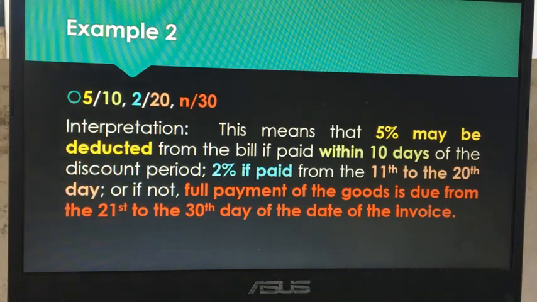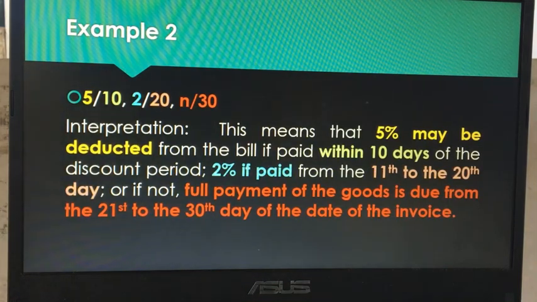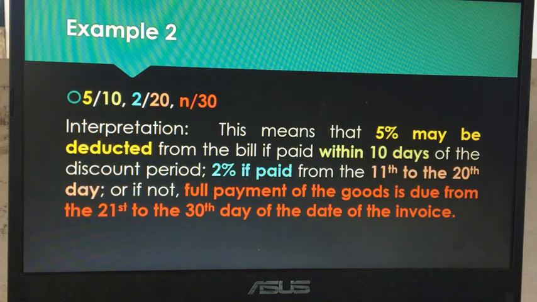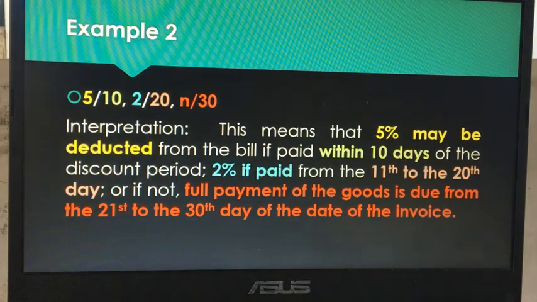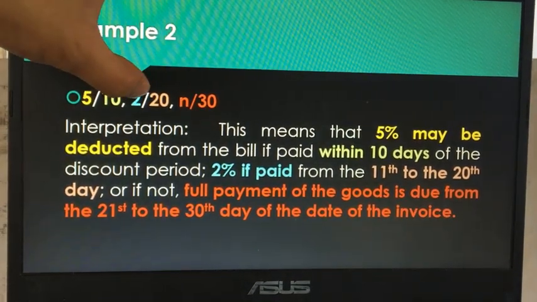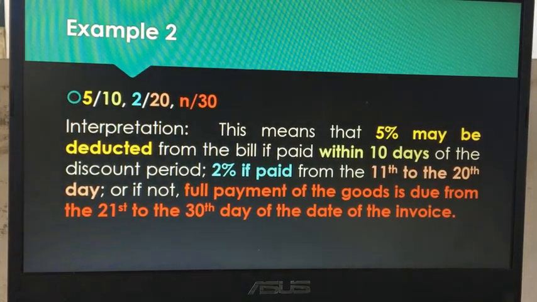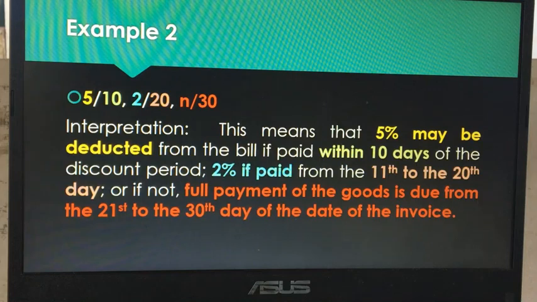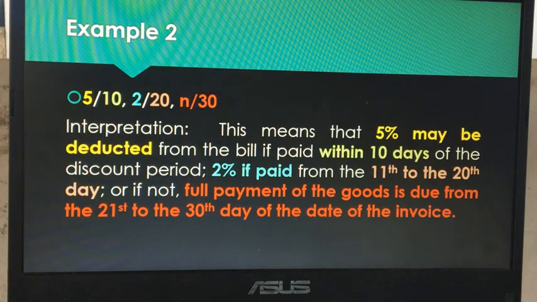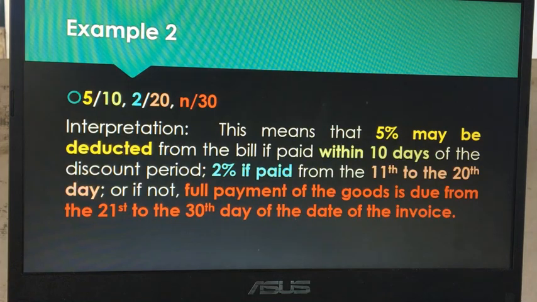If you fail to pay the bill in the first 10 days from the invoice date, you are going to proceed to the second payment term, which is 2 over 20. The 2 there is the cash discount. Meaning, if you fail to pay in the first 10 days, 5% is no longer granted as the cash discount to your bill. Therefore, let's proceed to the second one. That is 2% if paid from the 11th to the 20th.